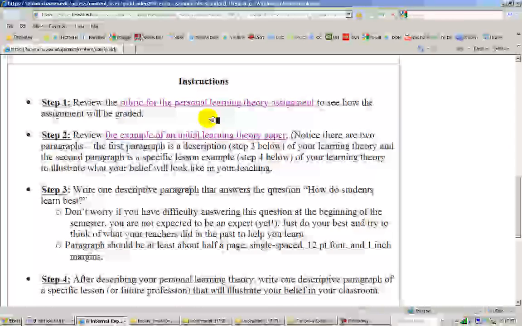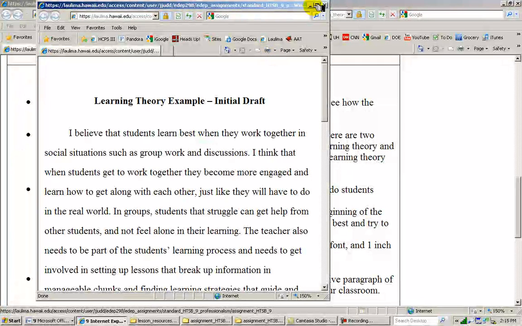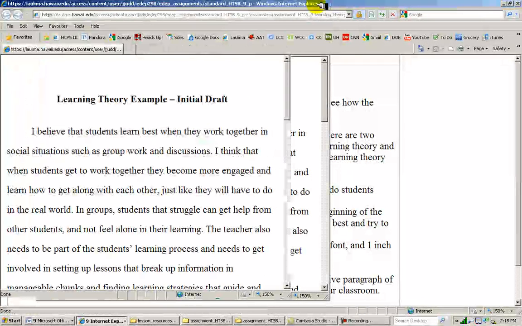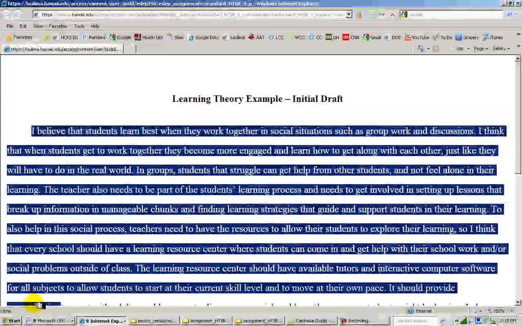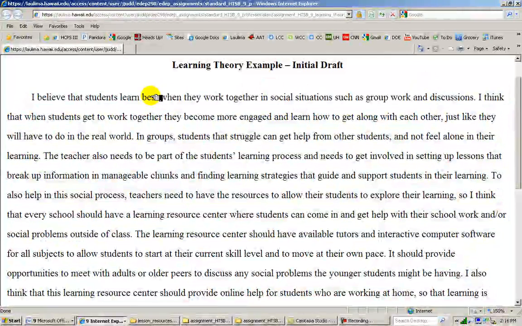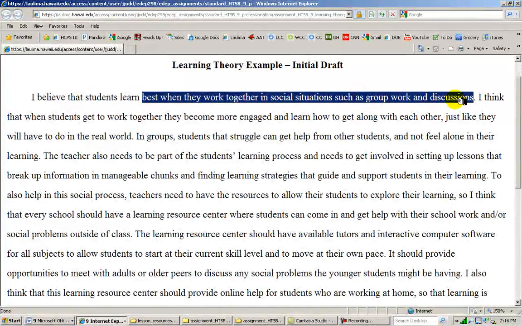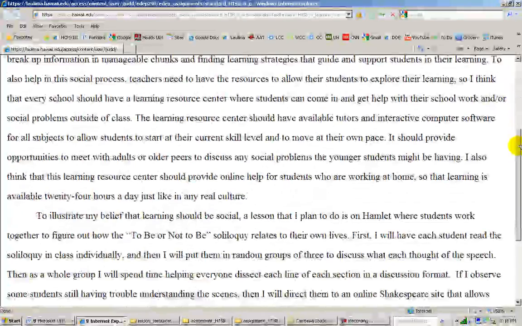There are also some criteria and descriptions for each of those. In step 2, you'll want to know what this is supposed to look like. In the learning theory there are two basic paragraphs that I'm asking you to do. The first paragraph involves a description of your actual learning theory. What do you actually believe? In this example, the person says they think that when you have students work together in social situations such as group work and discussions, that will bring out the best in the students.